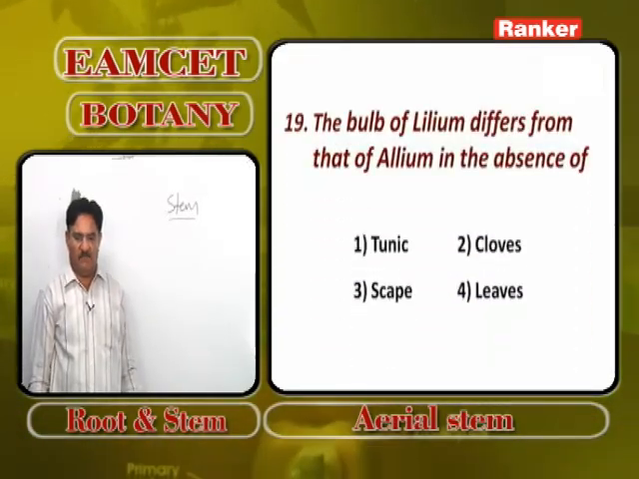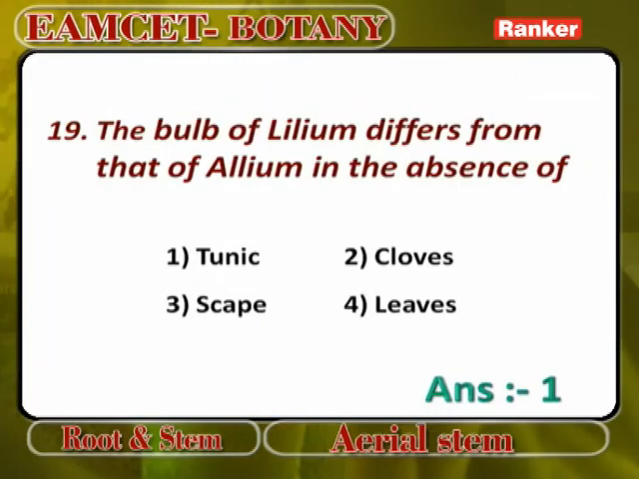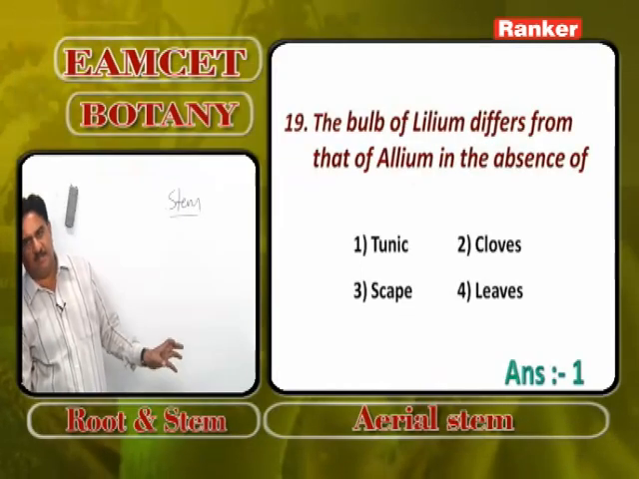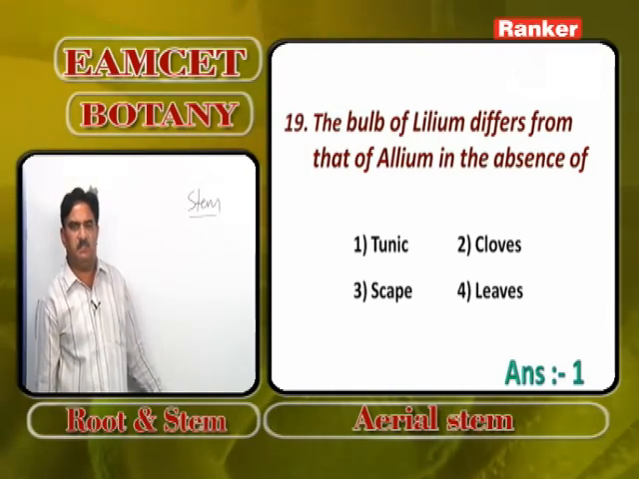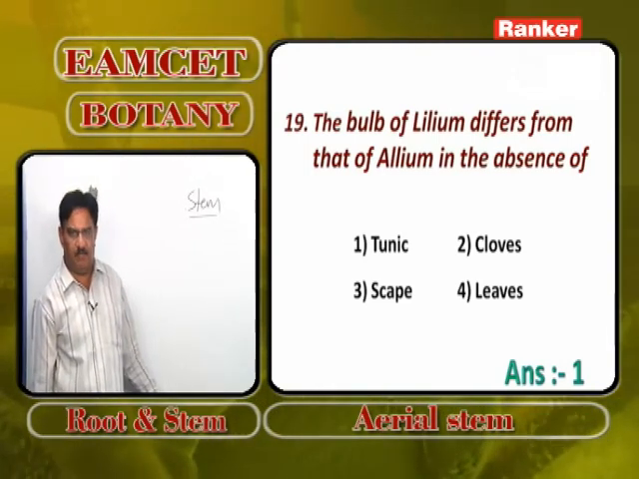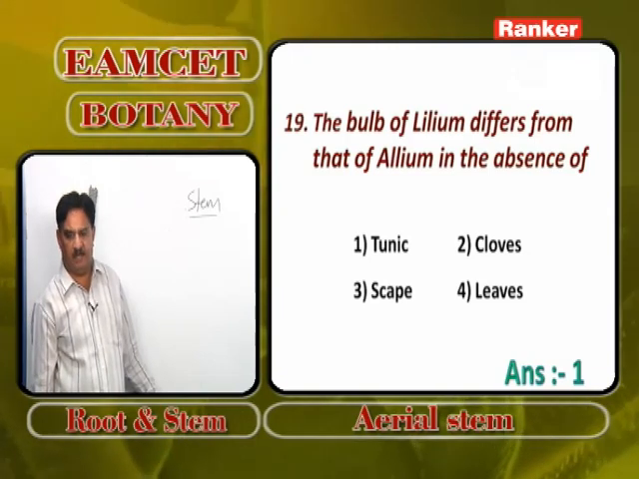Next, the bulb of lilium differs from that of allium. Just now we discussed, in allium the bulb is surrounded by tunics. In lilium, the bulb is not surrounded by tunics. That is why in allium it is called a tunicated bulb. In lilium it is called a naked bulb or imbricated bulb.